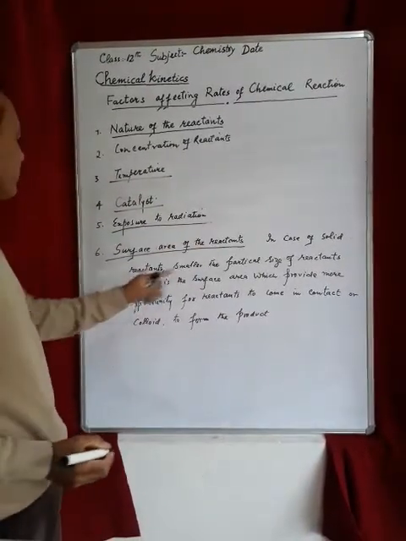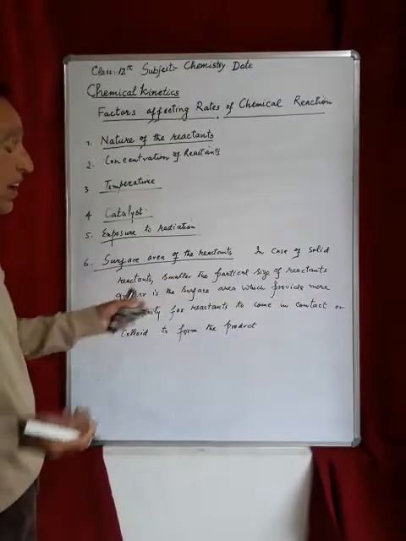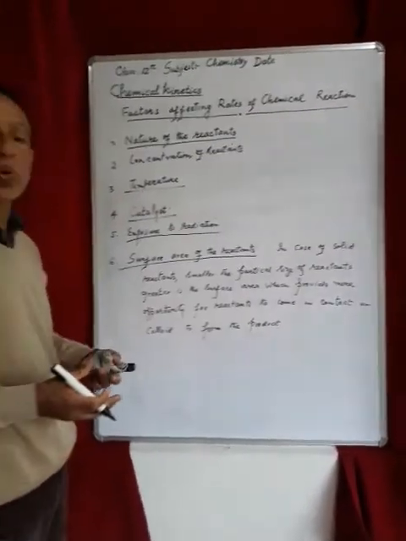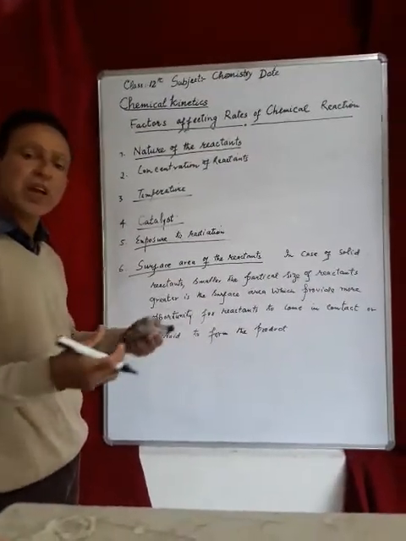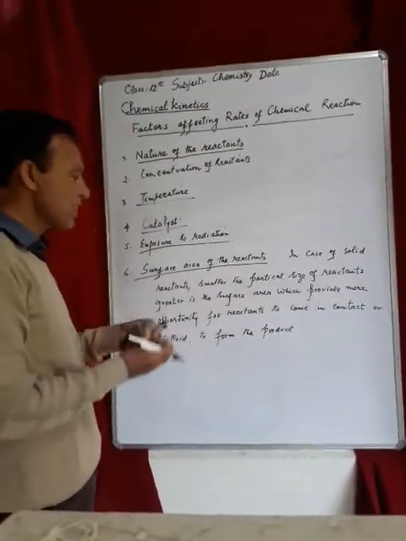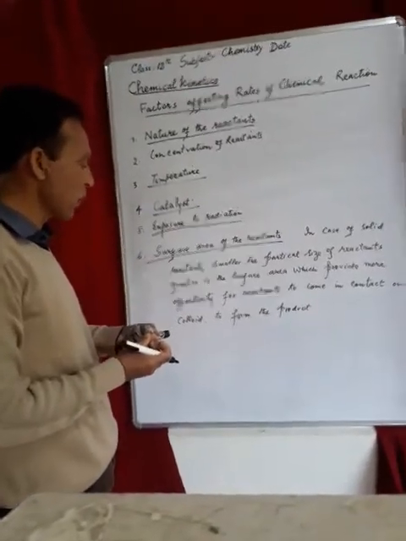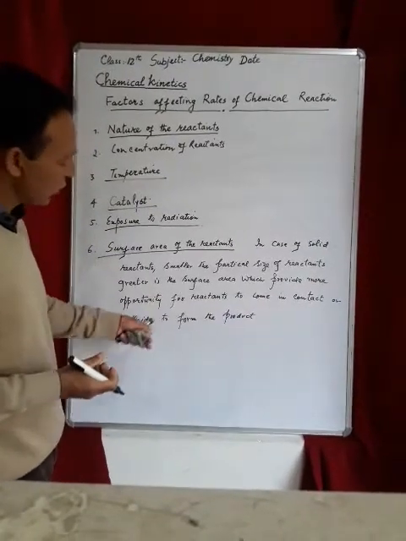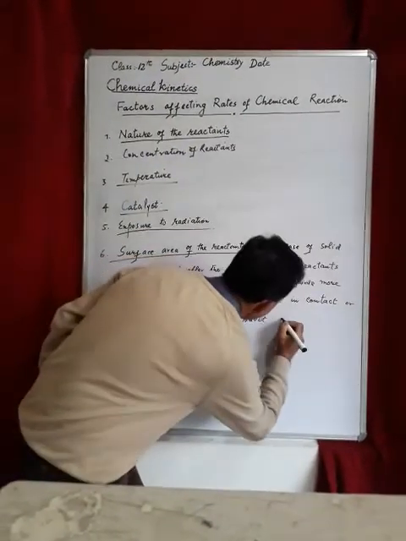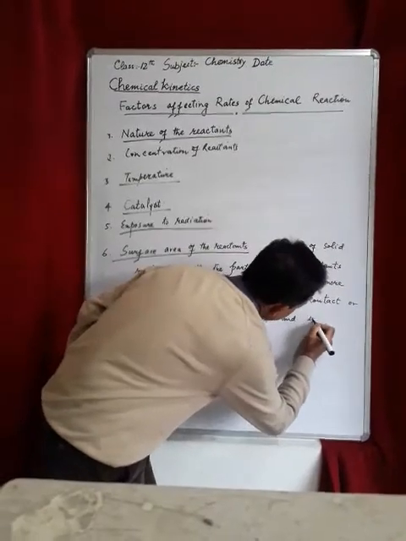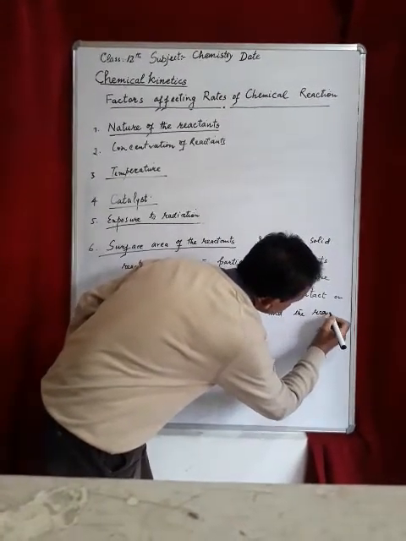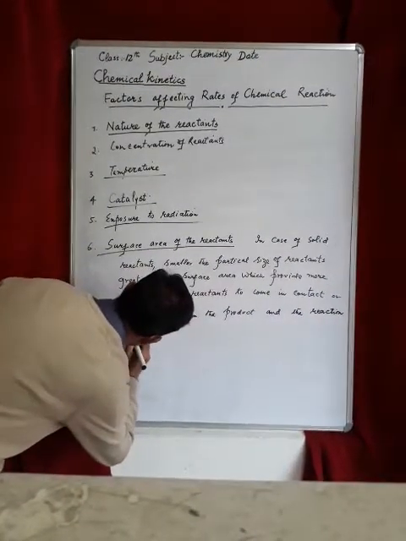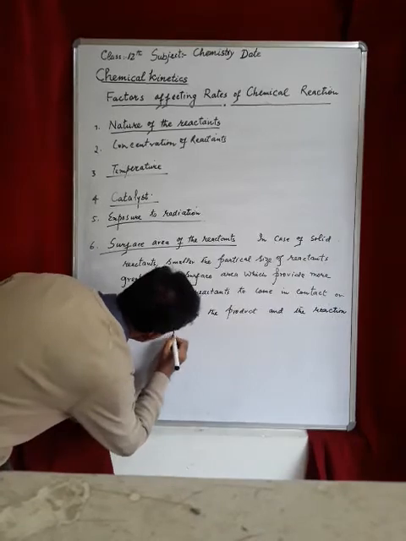In case of the solid reactant, smaller the particle size, जितना particle size reactant का smaller होगा, surface area उनकी ज़्यादा होगी, that they will come in contact with each other. ज़्यादा से ज़्यादा contacts होंगे between the reactant molecules and they will collide to form the product, and the reaction will be faster.